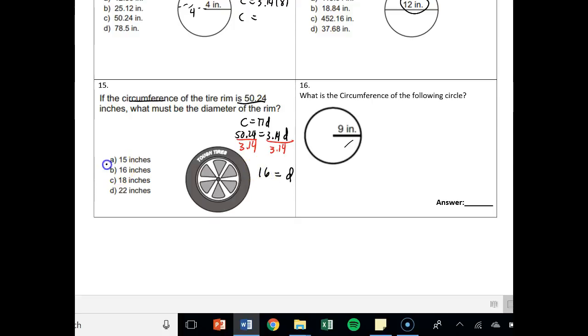Now, say they took this a little bit further and asked what your radius was. You just take half of 16, right? And number 16, again, they're asking you to find the circumference, but this time they only give you the radius, so you figure that out.